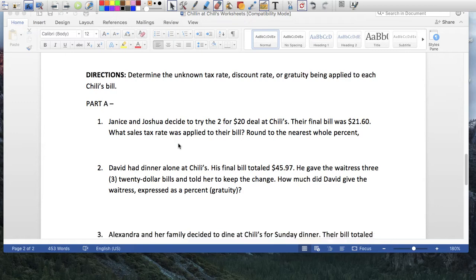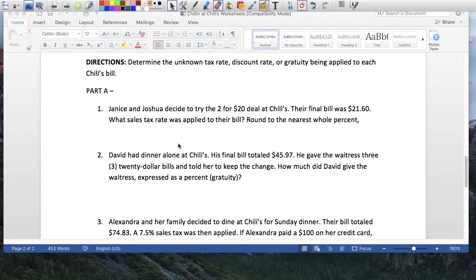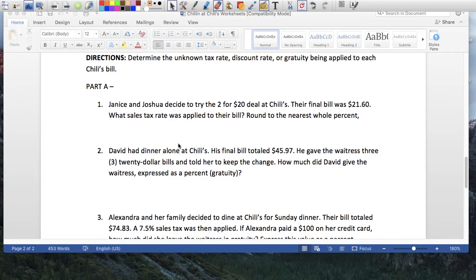Determine the unknown tax rate. So we don't know the tax rate or the discount or the gratuity. So part A, Janice and Joshua decided to try the 2 for $20 deal at Chili's. Their final bill was $21.60. The sales tax was applied. What was the sales tax applied to their bill?